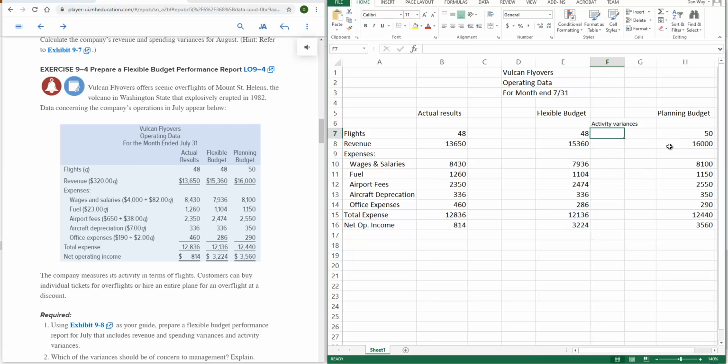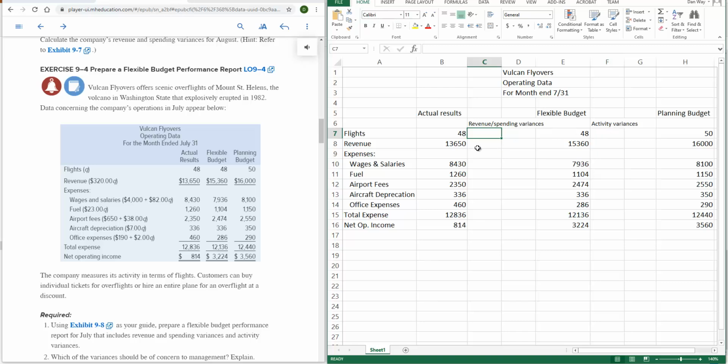So any difference between those two will be related strictly to differences in volume or activity between what was expected and what actually occurred in the period. We're trying to isolate those changes. Over here on the other side, we know that any difference between the flex budget and our actual results, those will be our revenue or spending variances. So those will be differences caused by something other than changes in activity.